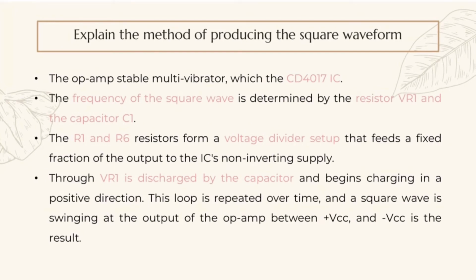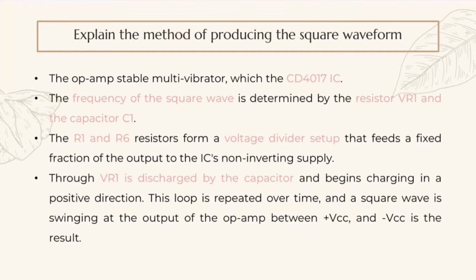There are many methods for generating square waves, but this lab will be focused on the op-amp astable multivibrator, which uses the CD4017 IC. The frequency of the square wave is determined by the resistor VR1 and the capacitor C1. The R1 and R6 resistors form a voltage divider setup that feeds a fraction of the output to the IC's non-inverting input.